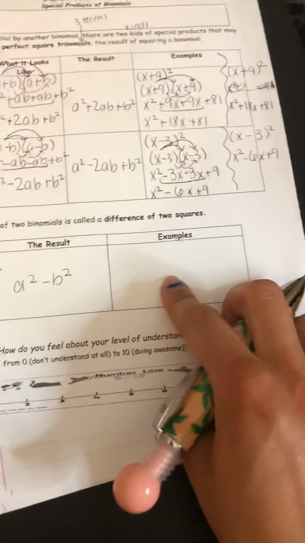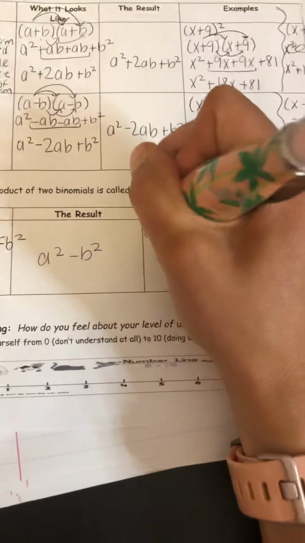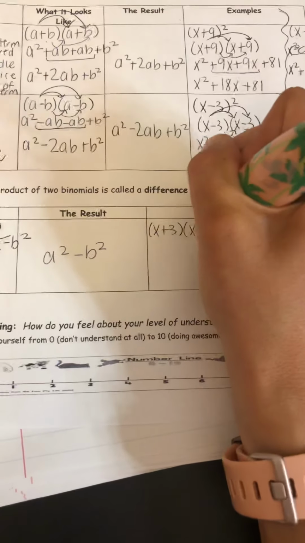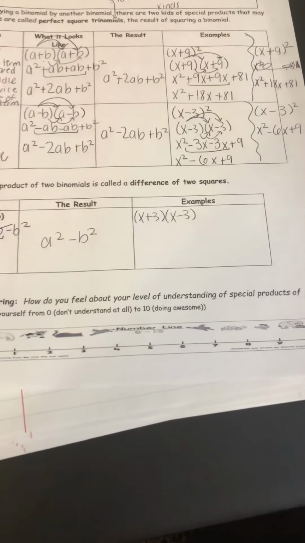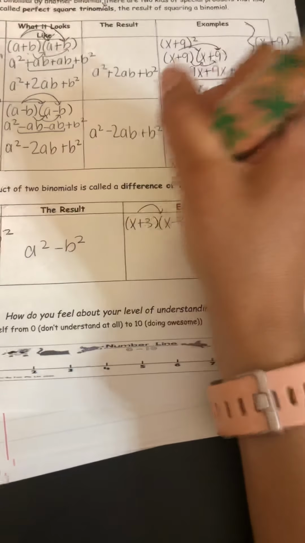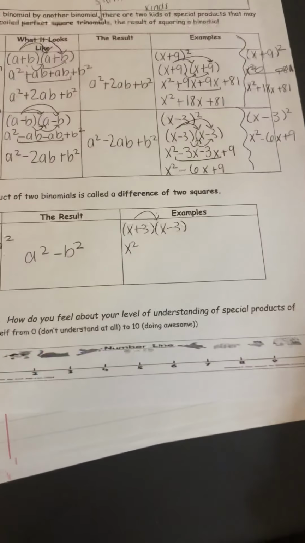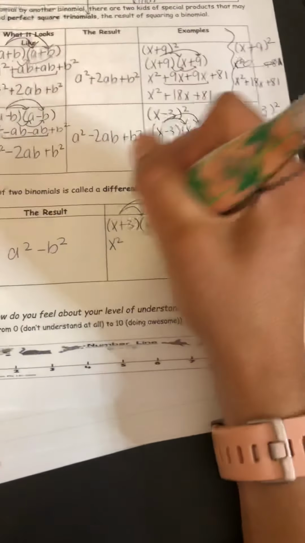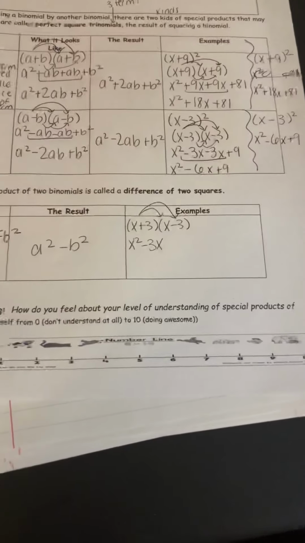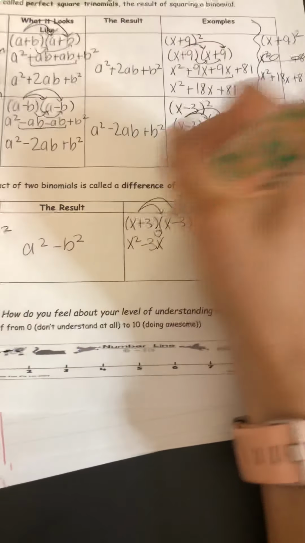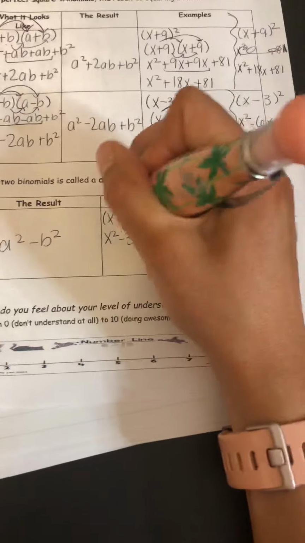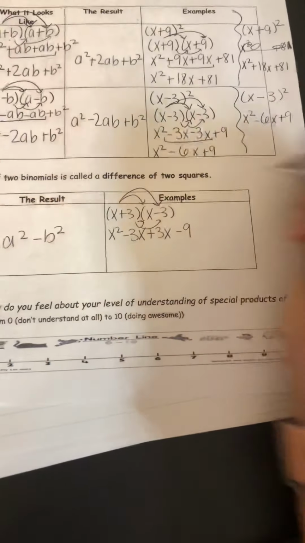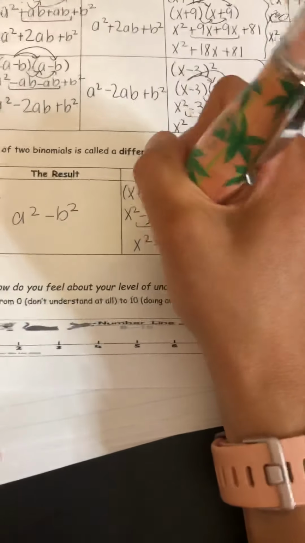I'll do a couple of examples with you. So I have x plus 3 times x minus 3. I can FOIL. X times x is x squared. X times negative 3 is negative 3x. 3 times x is 3x, and then 3 times negative 3 is negative 9. Okay? Combine like terms in the middle, negative 3 plus positive 3, right? Those just cancel. So you're left with x squared minus 9.